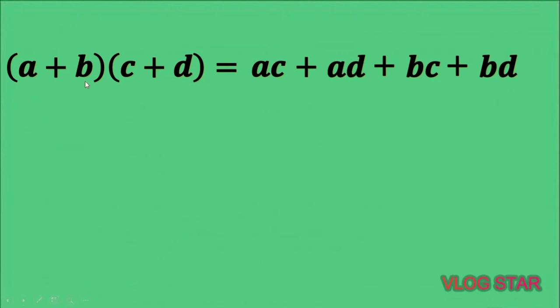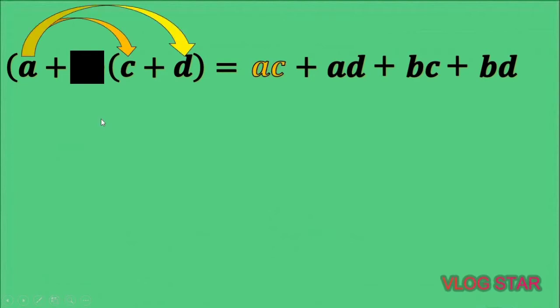A plus b is an example of a binomial, and this binomial will be multiplied to another binomial, c plus d. To illustrate, we will focus on the first term of our first binomial, and this will be distributed to each term of our second binomial. A times c, we have ac. A times d, answer is ad.